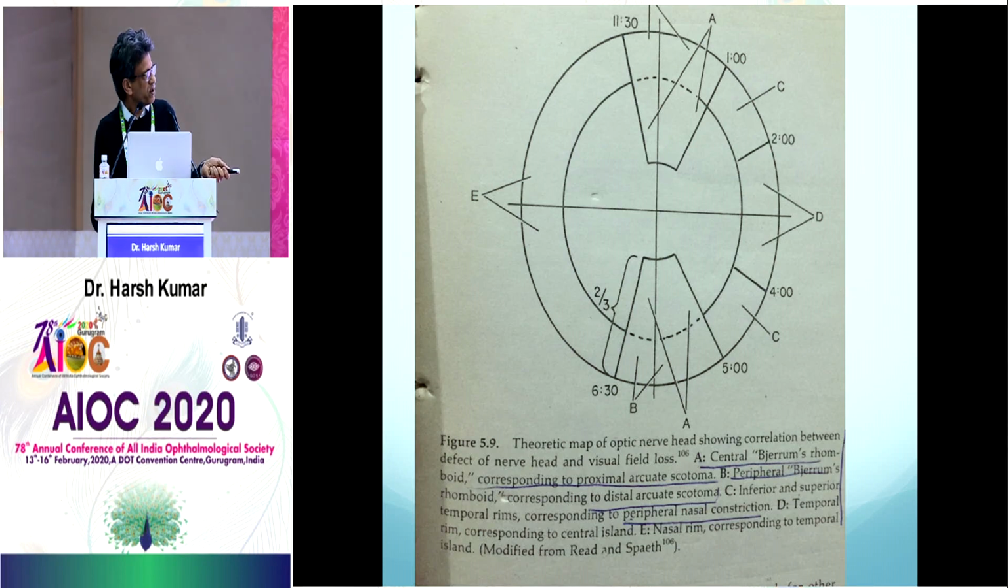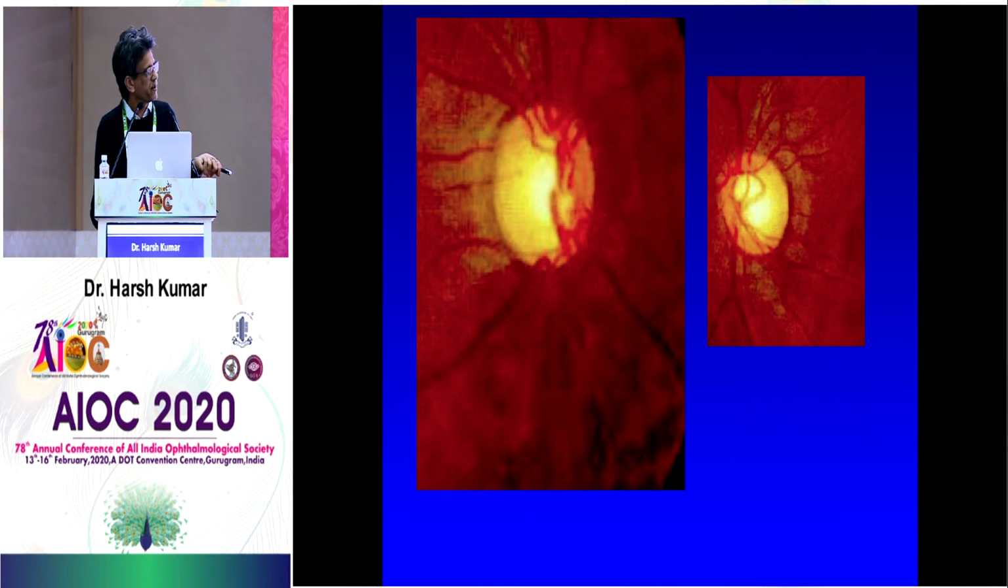If B is gone, you will get peripheral defects. If C is gone, then you have inferior and superior temporal rims and peripheral nasal constriction. D is the temporal rim. If the temporal rim is involved, it corresponds to the central island, because all the fibers from the macula and those areas are coming here. And E is the nasal rim, which corresponds to the temporal island. Okay, so remember this, because immediately it will tell you what area is being affected.